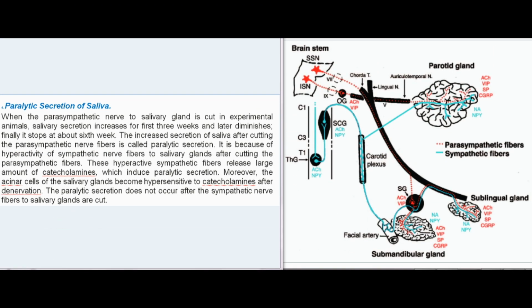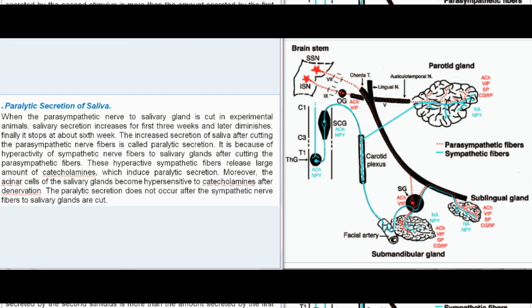Paralytic secretion of saliva. When the parasympathetic nerve to salivary gland is cut in experimental animals, salivary secretion increases for first 3 weeks and later diminishes, finally it stops at about 6th week. The increased secretion of saliva after cutting the parasympathetic nerve fibers is called paralytic secretion. It is because of hyperactivity of sympathetic nerve fibers to salivary glands after cutting the parasympathetic fibers. These hyperactive sympathetic fibers release large amount of catecholamines, which induce paralytic secretion. Moreover, the acinar cells of the salivary glands become hypersensitive to catecholamines after denervation. The paralytic secretion does not occur after the sympathetic nerve fibers to salivary glands are cut.